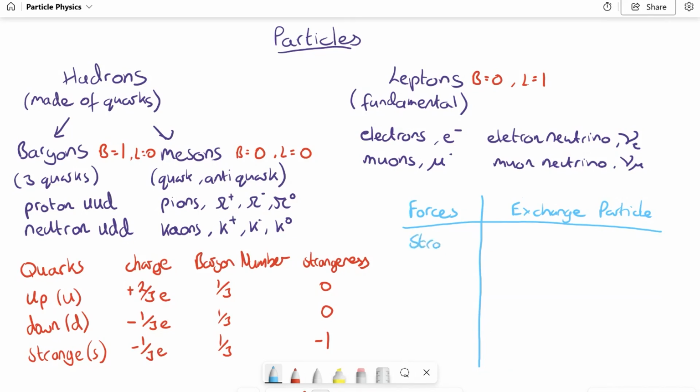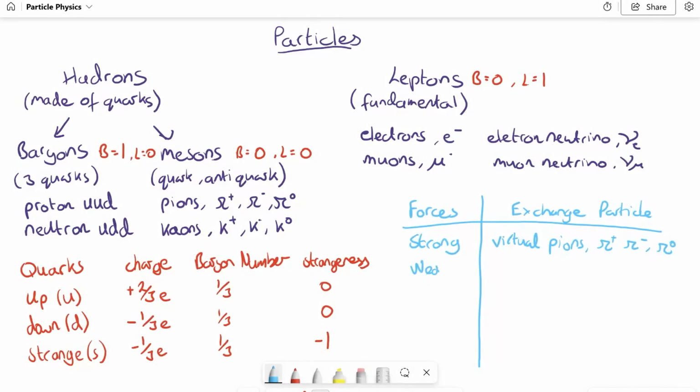The first one is the strong force, or the strong nuclear force, and that is mediated inside a proton. The strong force holds the quarks together, and the exchange particle for that is gluons. In a nucleus, which is normally where we look at it at A level, it holds the protons and neutrons together. It has to be stronger than the force pushing them apart, and the exchange particle is virtual pions. Again, that could be a pi plus, a pi minus, or a pi 0.